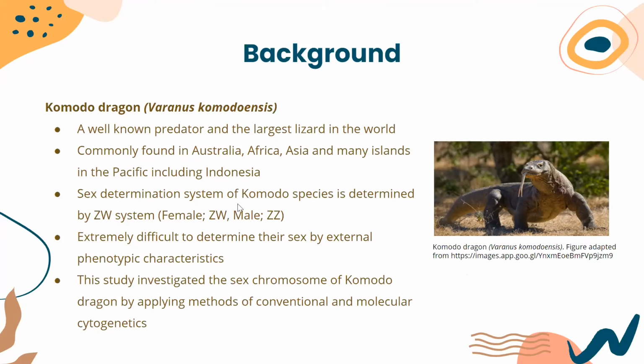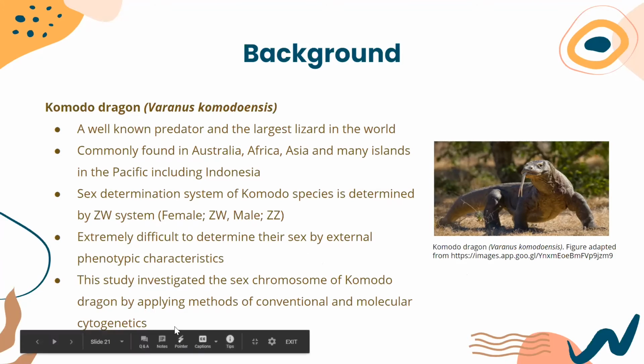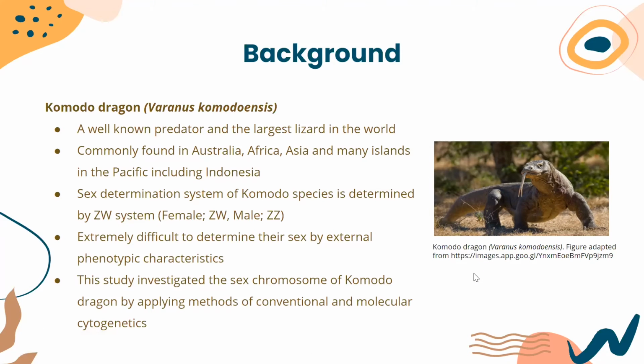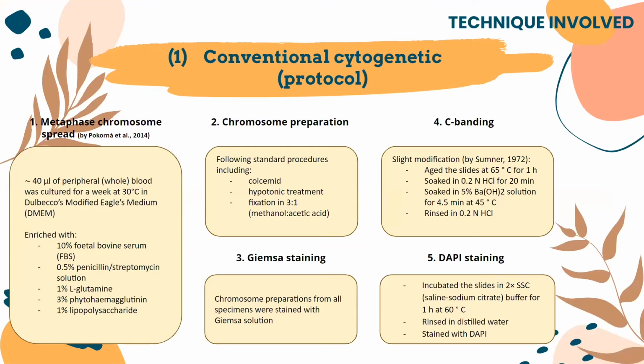So the sex determination system of the Komodo species is the ZW system, where the female is represented by ZW and the male by ZZ. However, it is extremely difficult to determine their sex by external phenotypic characteristics. Therefore, this study investigated the sex chromosome of the Komodo dragon by applying methods of conventional and molecular cytogenetics. Next, Shafira.